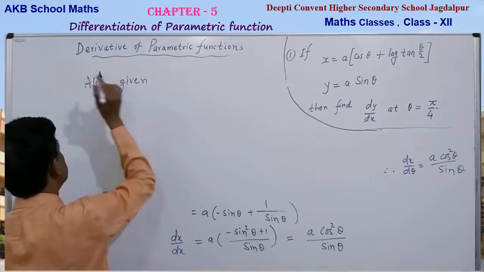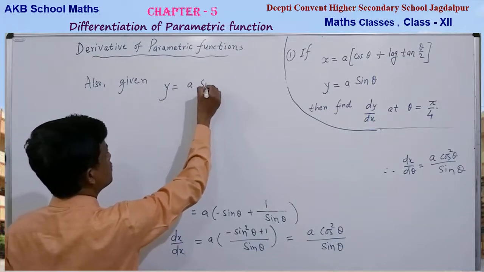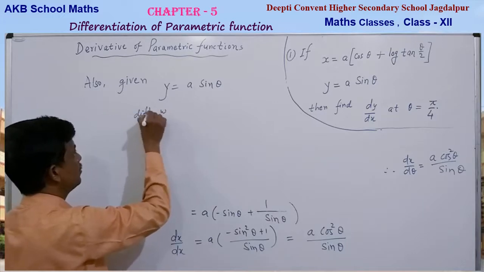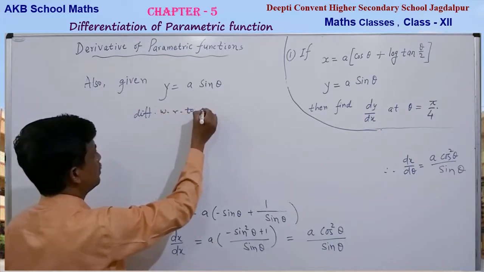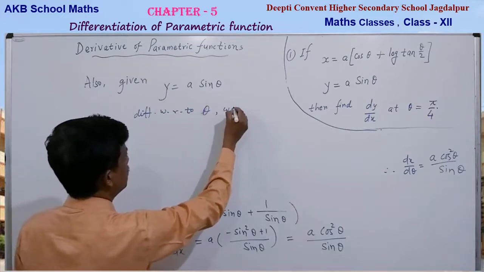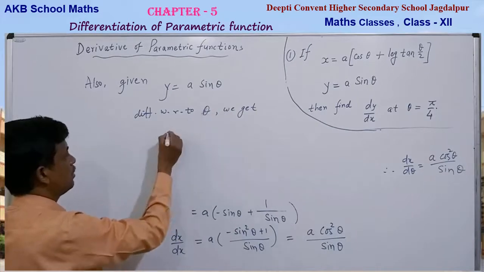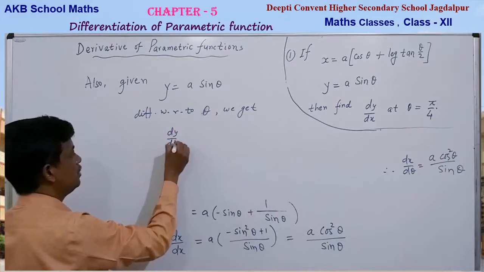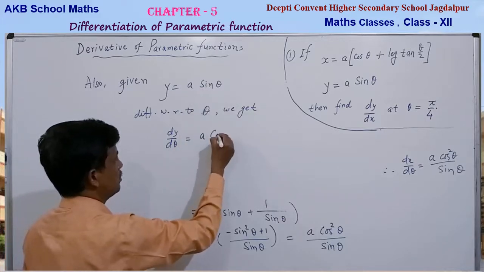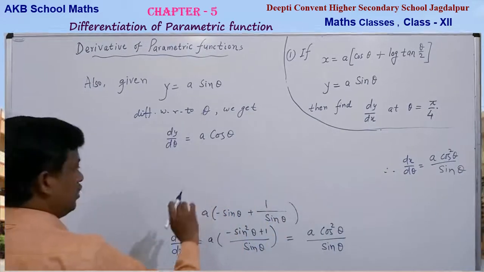Also given y equals a sin theta. So again differentiate with respect to theta. With respect to theta we get dy upon d theta equals a sin theta का डेरिवेटिव क्या होना है, cos theta. So dy by d theta equals this.